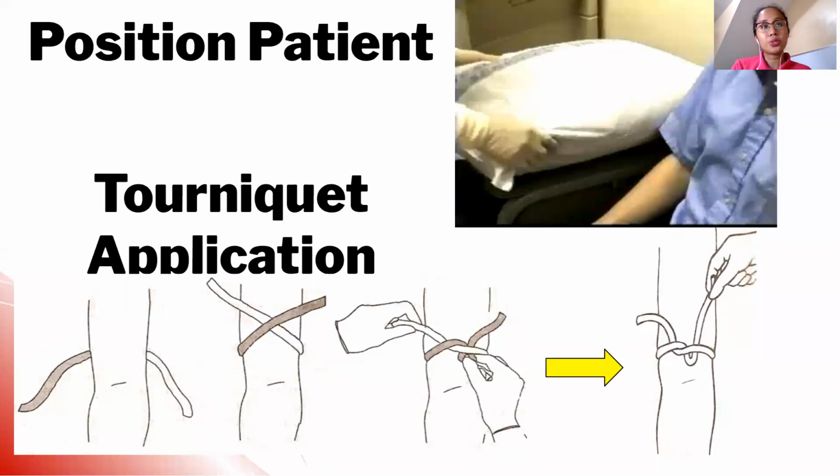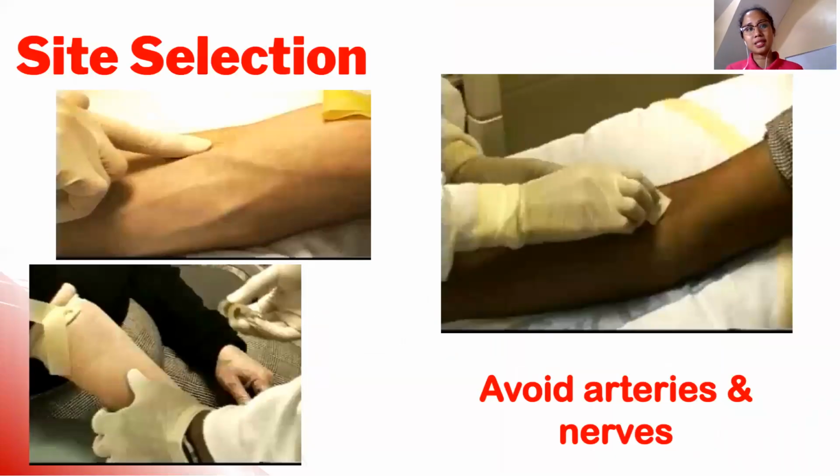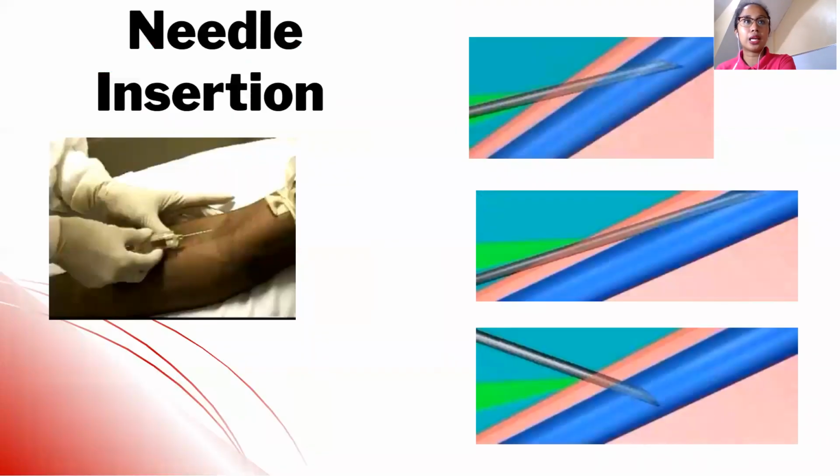Tourniquet application: we put it 3 to 4 inches above the site of puncture. Tapos, we only place it for less than 1 minute. Site selection. Class, the right way to clean the area is not circular, pero yung pag ganun na, parang sa blood collection. You clean it, you scrub it, and use aseptic technique, then site selection, needle insertion.